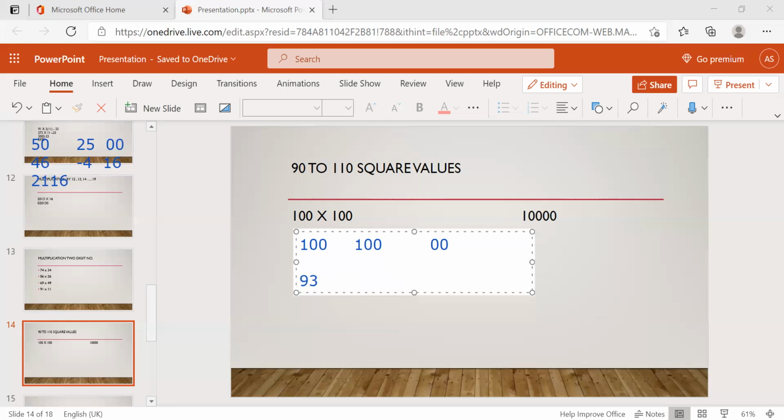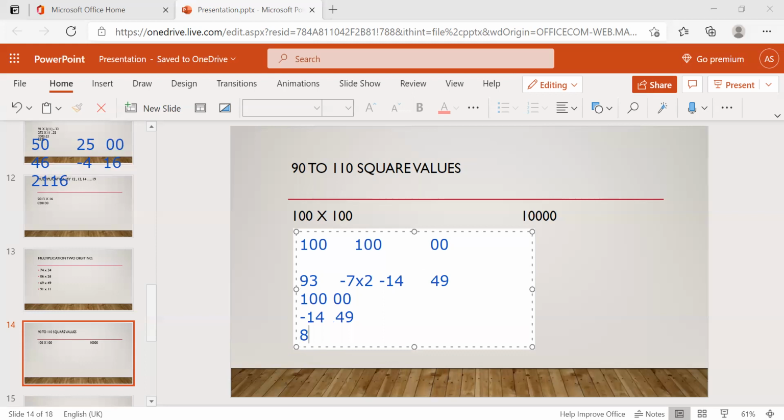93. What's the difference? 7, minus 7. Double that number, so it is minus 14. And 7 square is nothing but 49. Then 100 and 00. 100 minus 14, and 00 means nothing but 49. Then it is 86, 49 will be the answer.